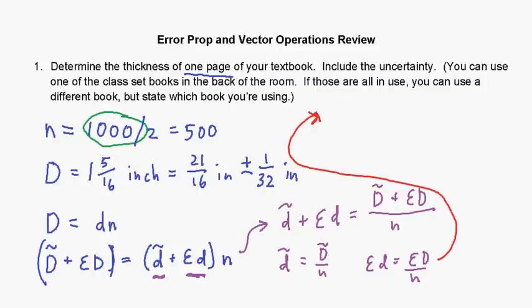So little d was 21/16. Little d squiggle is going to equal... So our capital D squiggle is this here, this 21/16 of an inch. So that's going to be 21 over 16, and that's going to be all over little n, which is 5.